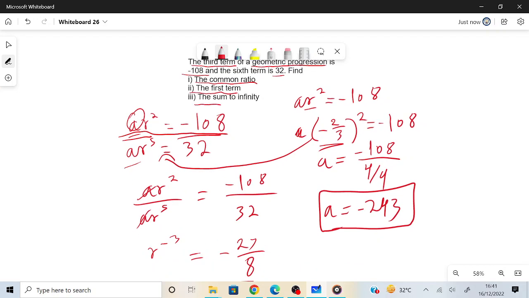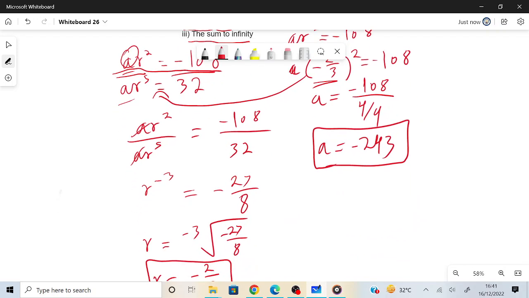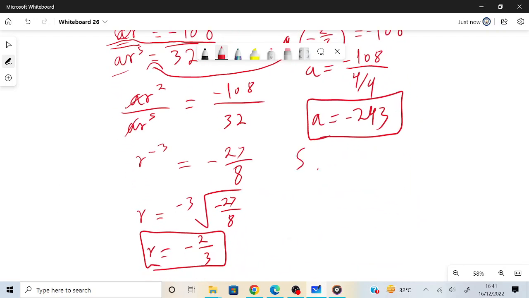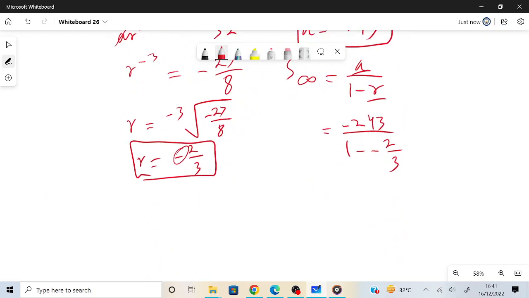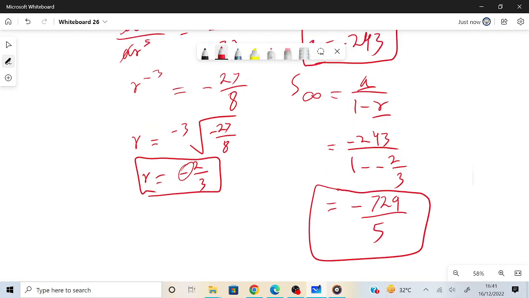And the last part of the question says find the sum to infinity. So using our sum to infinity formula, which is equal to a over 1 minus r, we know our a, we know our r, and just plug in the values. This should be equal to minus 243 all over 1 minus minus 2 over 3, because our common ratio is minus 2 over 3. Doing this in your calculator, you should get a value of minus 729 over 5, and that is the answer for the sum to infinity of that question.